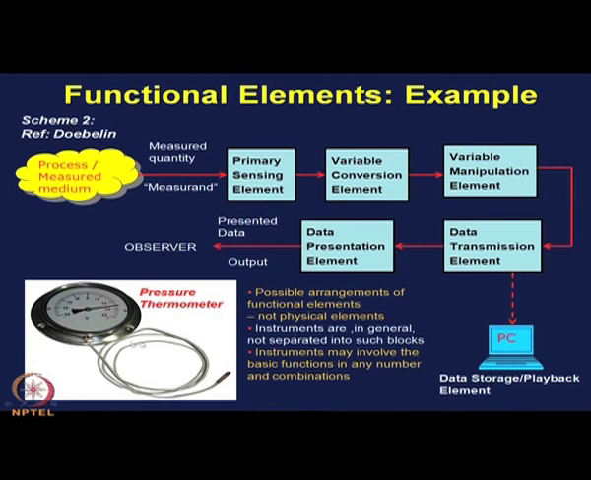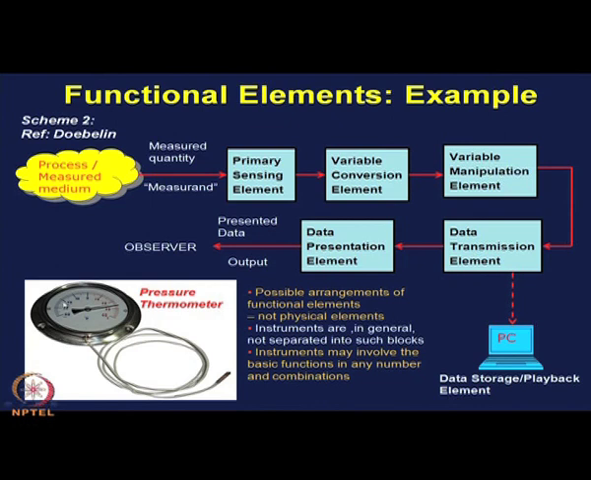So, let us take an example of a pressure thermometer. This is an instrument used for measurement of temperature. You have a bulb here, then a tube is connected to the bulb and the other end of the tube goes to a pressure measuring element. What you see from here is just the pointer and the scale. The bulb and the entire tube is filled with a liquid called filling liquid.